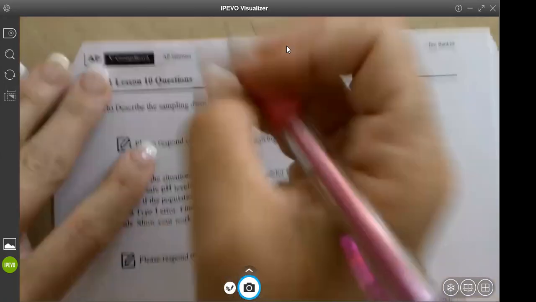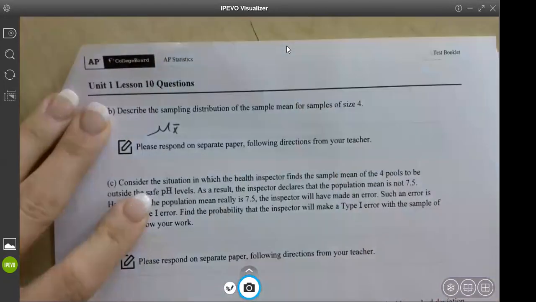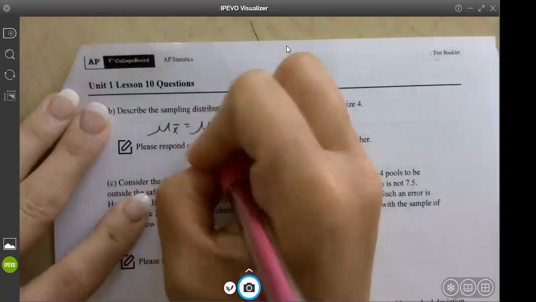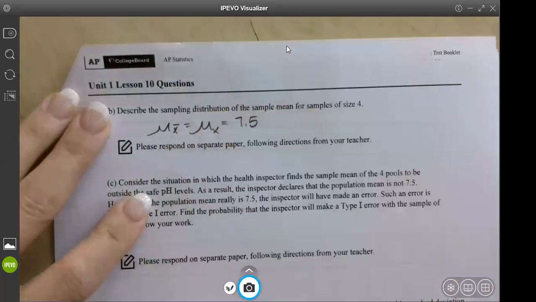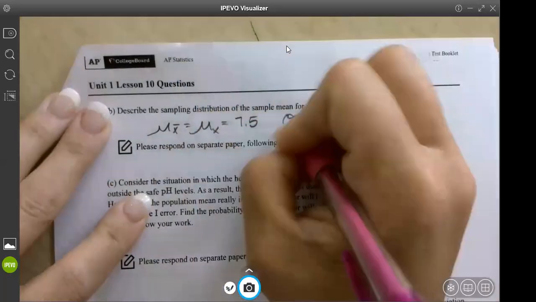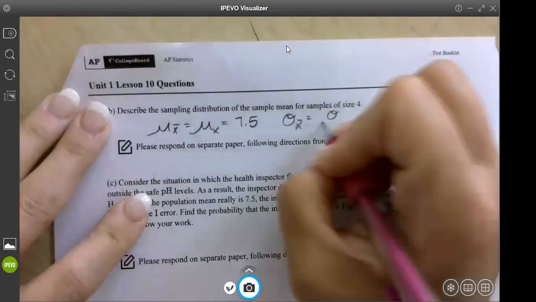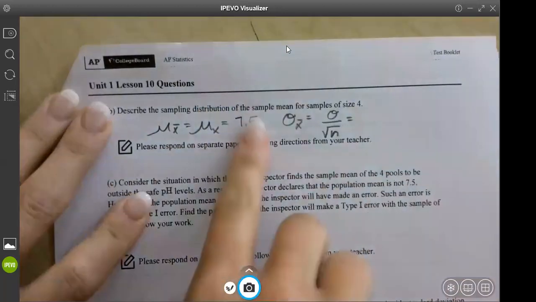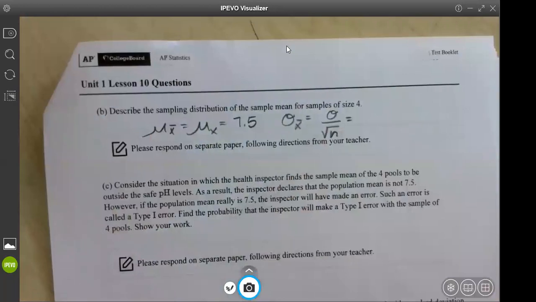What they were looking for here was the mean of the sample and the standard deviation of the sample. So your mean, remember, is the same as whatever your normal mean is, which was 7.5. When we do the sample standard deviation, we have to do the standard deviation over the square root of n. So that's the one that most people did not get. Y'all are okay with the mean here, or you just didn't really answer the question at all. You said it was approximately normal. You don't have the distribution, so you don't know that.